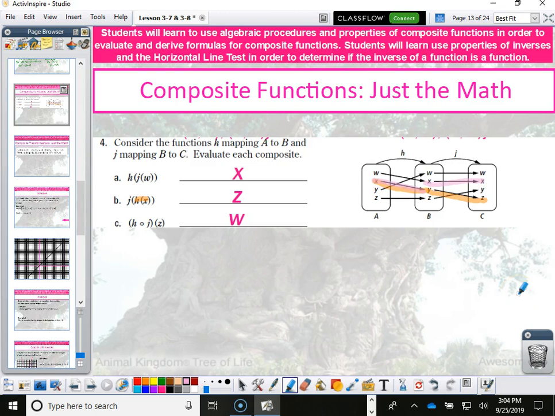Oh, it was a Z. Sorry. That was a Z. So when we're doing J of Z, Z gets mapped to Y, and Y gets mapped to W. Sorry, it helps if you can read the letters. That's my bad.